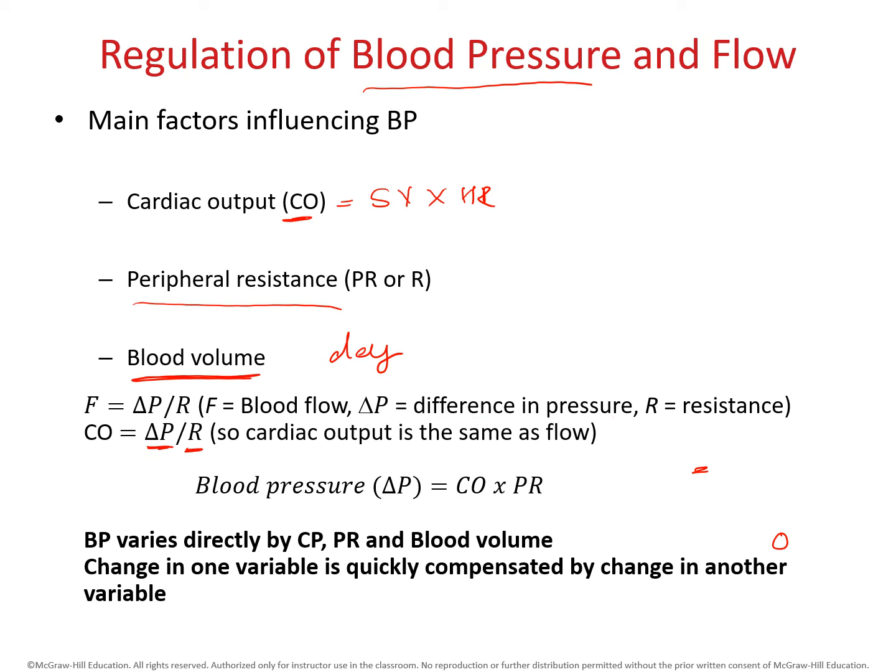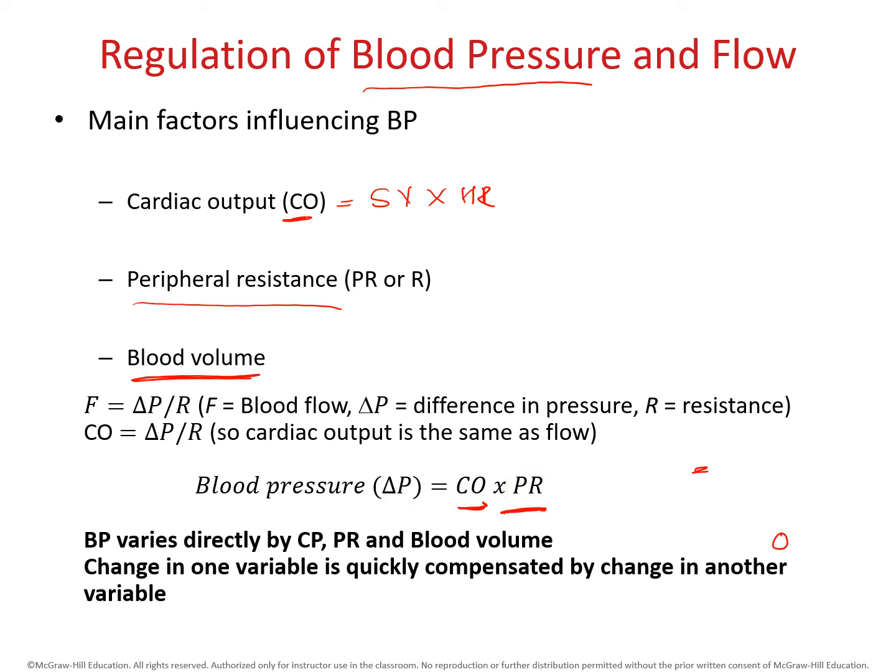Now, how can you raise the blood pressure? If you know these formulas, then you know how pressure and resistance affect flow and cardiac output. You can think about how you can raise blood pressure. To raise blood pressure, you either need to increase cardiac output or you need to increase resistance. Okay, so blood pressure, because it's directly proportional to the cardiac output and resistance, you increase blood pressure by increasing the cardiac output or increasing the resistance.